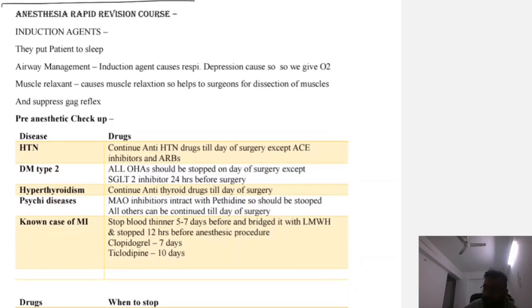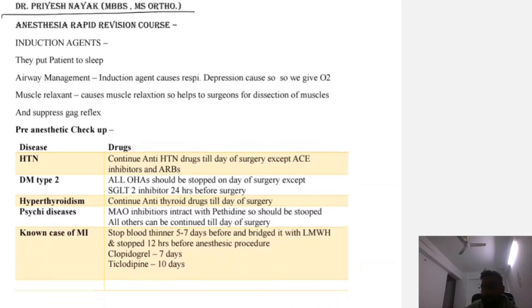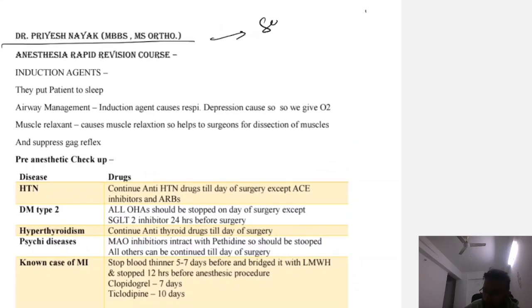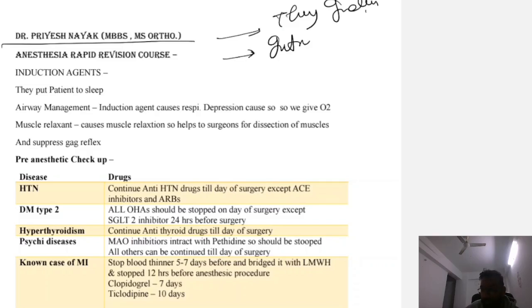So what are the induction agents? Why do we need induction agents? If you are an orthopedic surgeon or general surgeon, and you have to perform so many surgeries, you can't perform surgery in an awake patient, you need anesthesia. In anesthesia, they use various induction agents. What are induction agents? There are various intravenous agents, there are various inhalational agents. So what is the role of these induction agents?